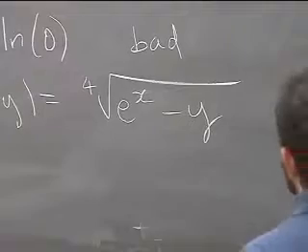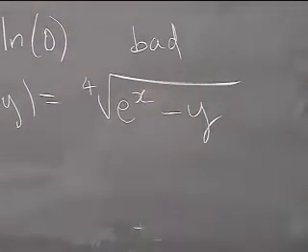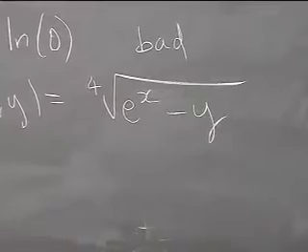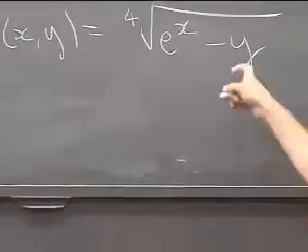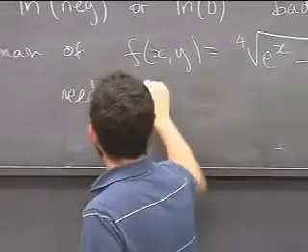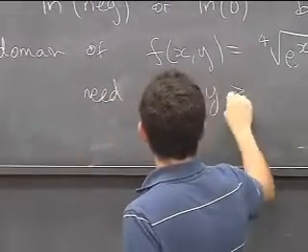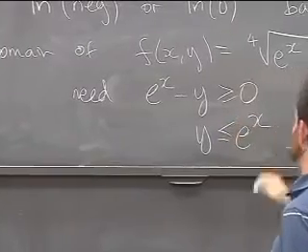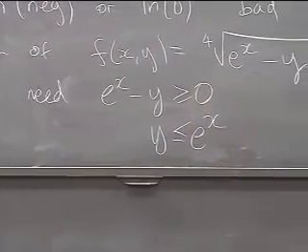Well, if the fourth root weren't there, everything would be fine. The domain would be the entire plane. But with the fourth root, we need this to be greater than or equal to 0. So we need e to the x minus y to be greater than or equal to 0, i.e. y less than or equal to e to the x. What does that region actually look like?